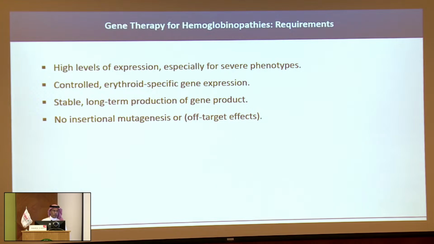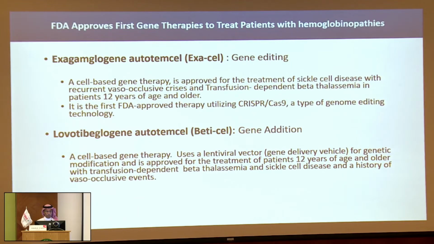So if we are to select an ideal gene therapy, what are the requirements? You need a high level of expression, especially if you have a severe phenotype, for example, severe beta thalassemia. You have to have controlled erythroid-specific gene expression. You need stable, long-term production of the gene product, and to avoid insertional mutagenesis, or what is called off-target effects, because they can have a deleterious effect.